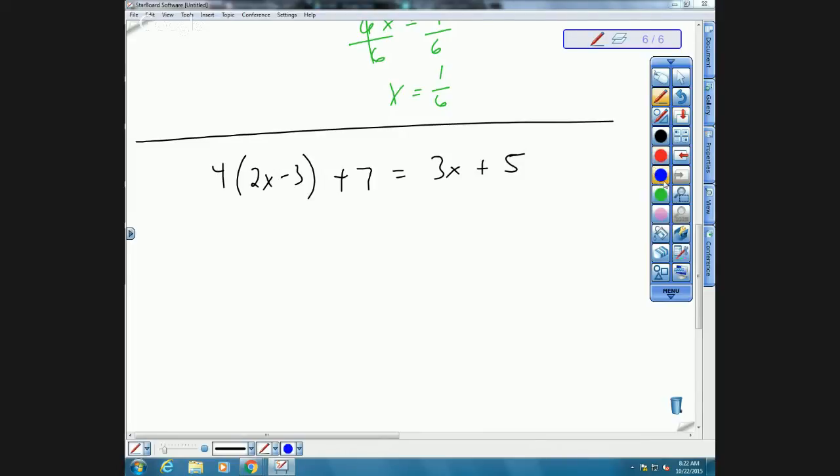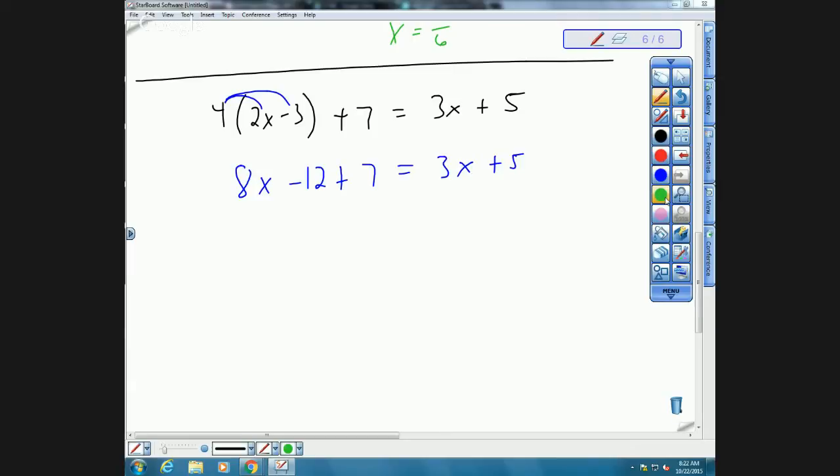All right, so this one, again, we have to work some stuff out on the left side. So we distribute the 4 and get 8x minus 12 plus 7 equals 3x plus 5. So now we can combine these, right? So 8x minus 5 equals 3x plus 5. Now there's nothing left I can combine on the left side or the right side.